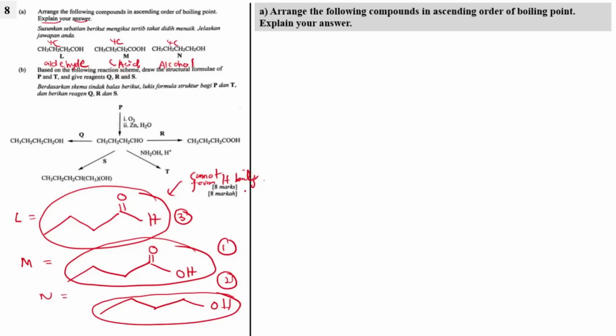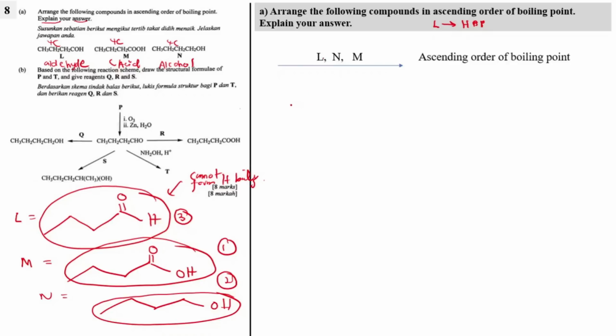Okay, and from here, we're going to do the ascending order first, where the ascending order starts from the lowest going to the highest boiling point. So the lowest boiling point is going to be my structure L, followed by N, and then M. And then I'm going to make an arrow, which shows that there is an ascending order of boiling point. So this arrangement here will carry 1 mark, and then we need to give the reason.